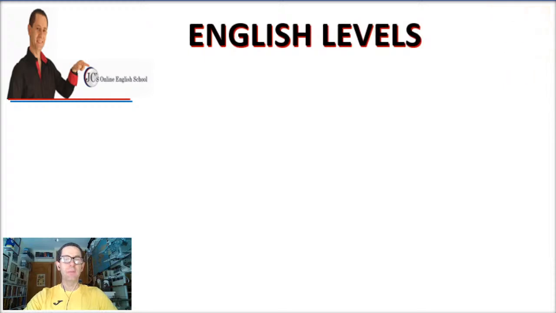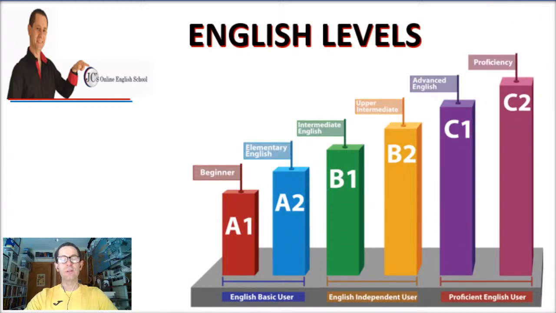Now, remember there are 6 English levels. I always talk about this in every lesson. A1 beginner, A2 elementary, B1 intermediate, the one that Ileana doesn't want to belong to anymore. Okay, B2 upper intermediate, C1 advanced, and finally C2 proficiency. And of course, today it is Thursday, and as you know, Thursdays we have B2 upper intermediate.